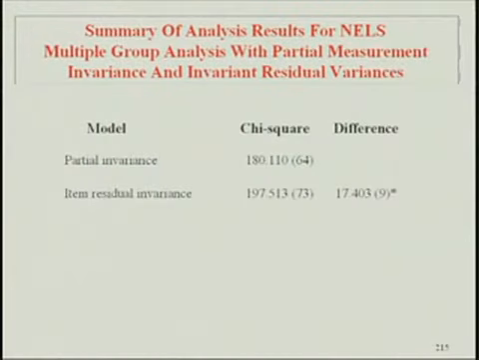And then we would run that analysis, and we would have our partial invariance model where we have 2 free intercepts, and then we have a chi-square for the model with residual invariance of the items. The chi-square is 197.513, 73 degrees of freedom, and this is significant. This does significantly worsen the fit of the model. So that would say that these residual variances are not equal across males and females, if you want to test this hypothesis.